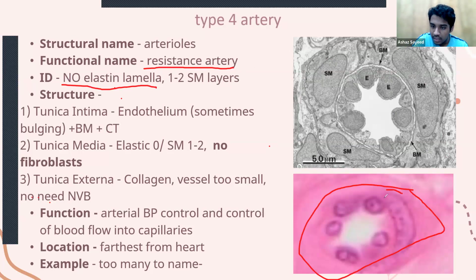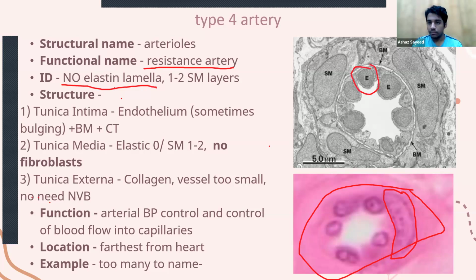This thing is just one smooth muscle cell going round the whole artery. You can see here, it's like just 1 to 2 smooth muscle cells, not much. Tunica intima, again, is the same thing. You have endothelium, basement membrane, connective tissue, same thing everywhere. The type 4 tunica intima does not have the internal elastic lamina. Type 4 itself does not have any elastic lamina at all. So it just has the endothelium, you can see this thing.